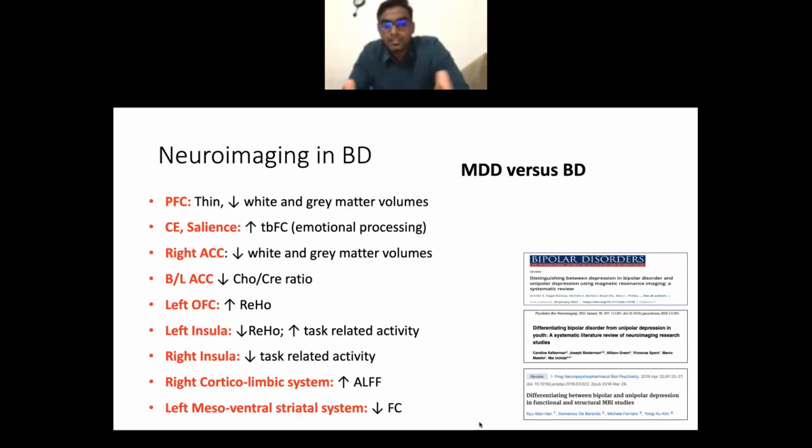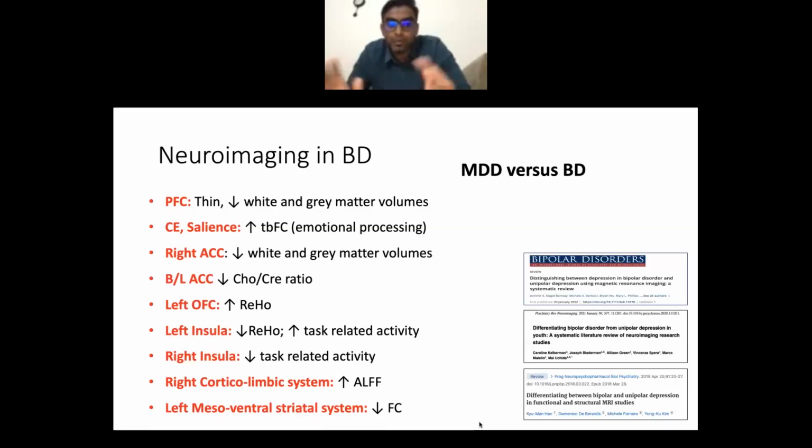The other area where there are deficits is the right anterior cingulate cortex, where there are volume deficits. Then there is the choline creatine ratio on SPECT imaging, where it is seen that in both bilateral anterior cingulate cortices, this is predominantly lesser compared to unipolar depression. Then the orbitofrontal cortex, an important cortex, especially as it is part of the salience network too, where it is seen that the local connectivity in this particular area is quite a bit higher in bipolar depression cases compared to unipolar depression cases.